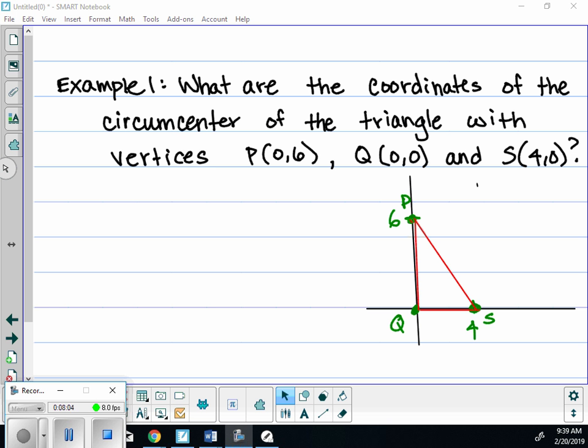But what is the circumcenter? The circumcenter is the point where the what meet? The three perpendicular bisectors. Okay. Now, I told you this is a right triangle, which makes this a lot easier. And we have a nice horizontal line here and a nice vertical line here. What's going to be perpendicular to a horizontal line? Vertical line. And what's going to be halfway between 0 and 4? 2.